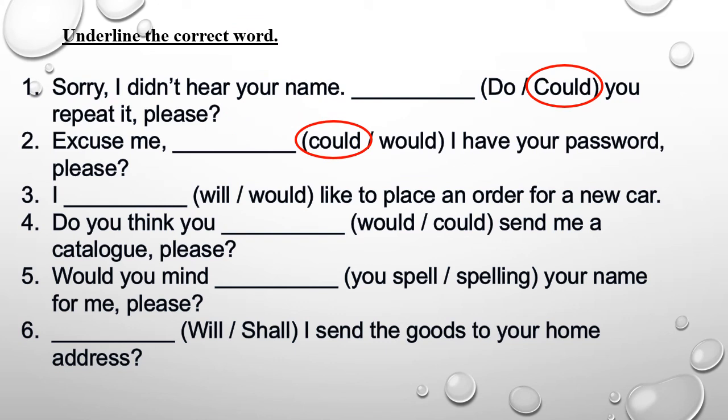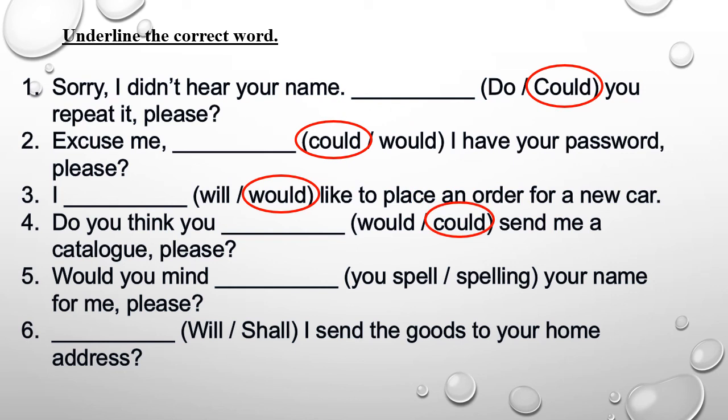Number 3, I would like to place an order for a new car. Yes, I would like. I would like, or we can say I'd like. Number 4, do you think you could send me a catalog, please? The same thing, yes. Do you think you could send me a catalog?